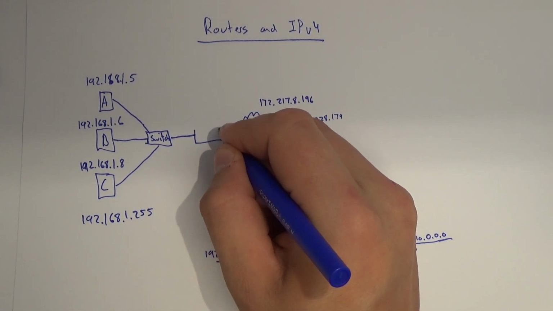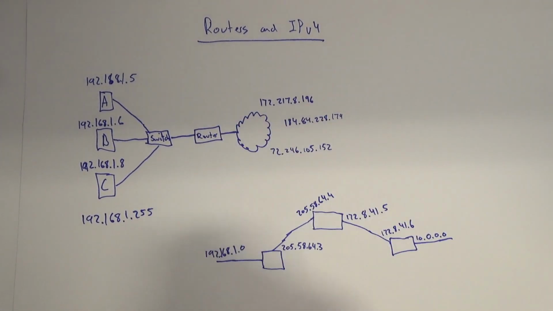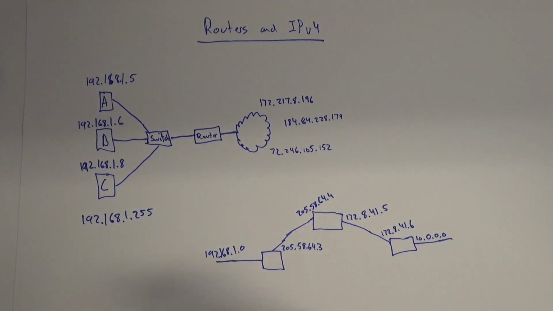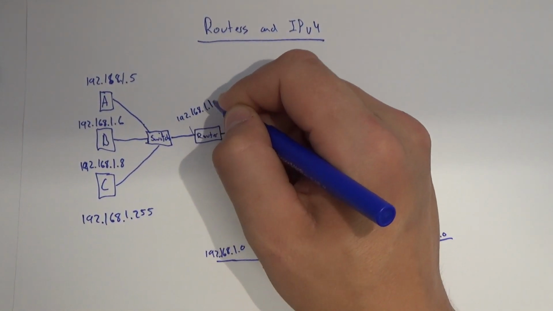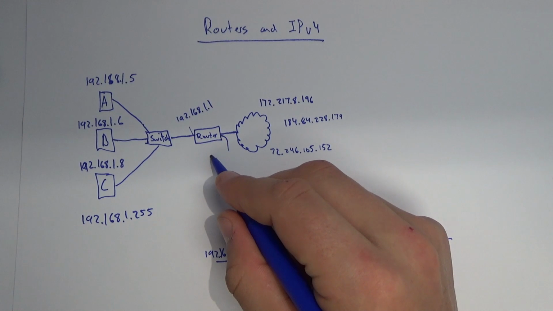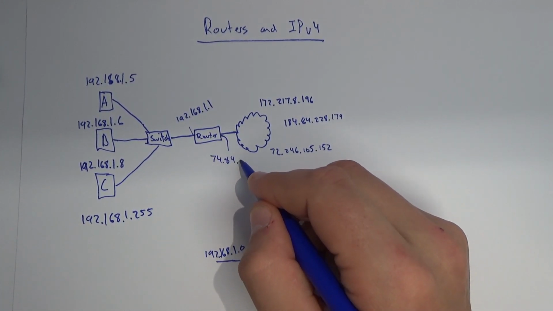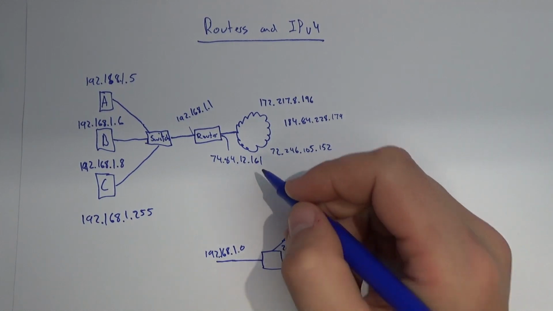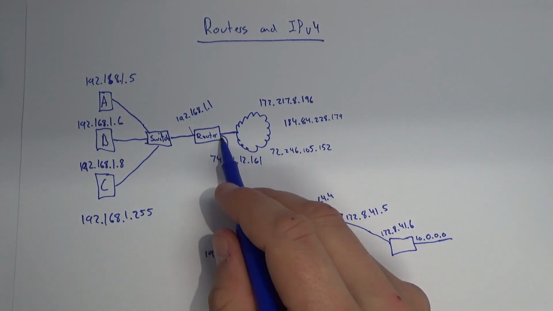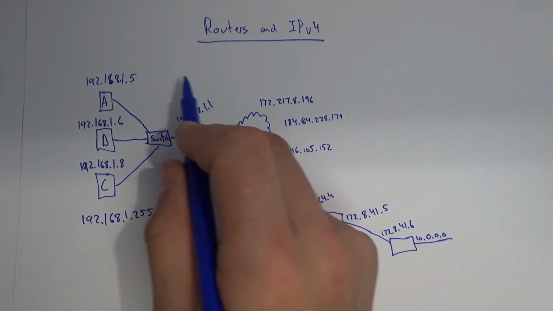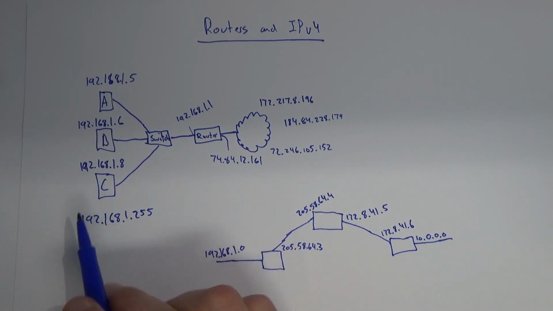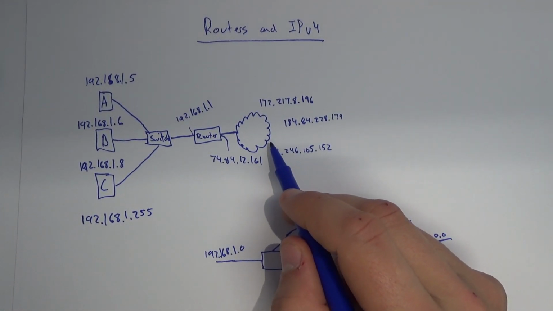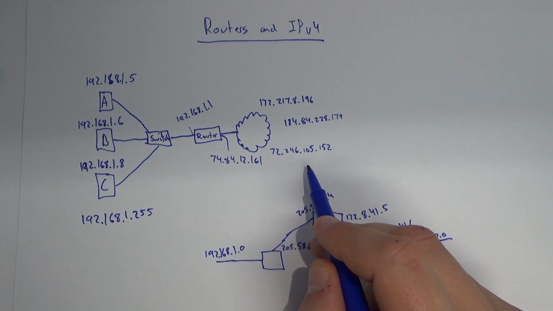And so we can add in right here a router, and what a router does is it routes between IP networks. So for example, on this side of the router, it's going to have an IP address 192.168.1.1, but it's also going to have a public IP address 74.84.12.161 or something like that. Okay, some IP address that's on the public network. These are private IP addresses. The 192, the 172 dot, and the 10 dot are reserved for private use. But over here on the public network, we have a variety of different IP networks, different addresses.